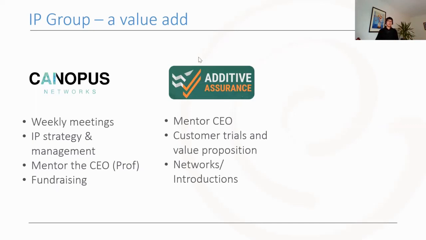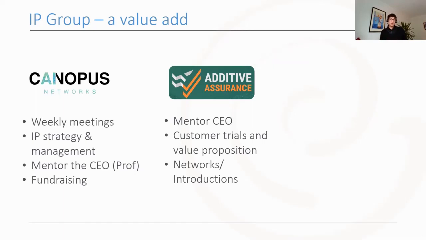Let's look at Additive Assurance. Here again, the former PhD student became the CEO of the company, and he needs mentorship, simply because it's the first time that he spins out a company from a university, and there are so many challenges that he's otherwise not aware of, and it makes it easier for him to address these challenges.